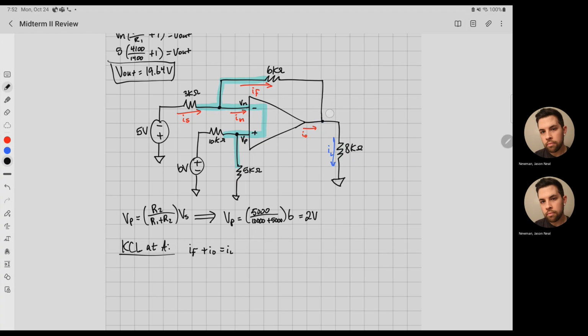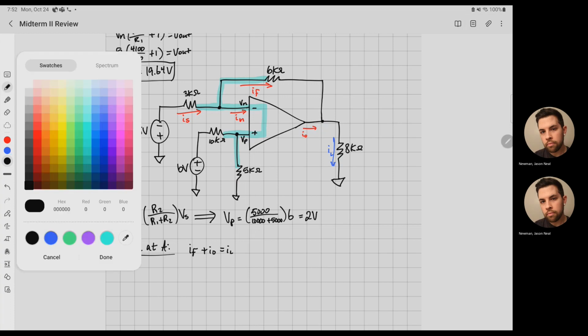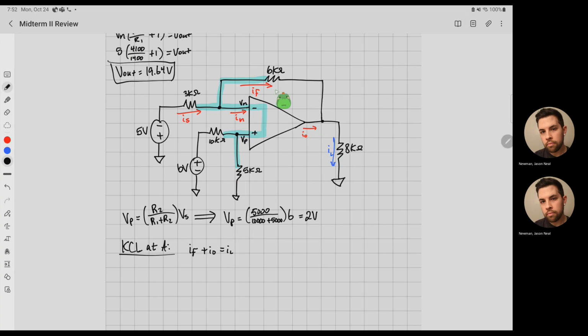Let's change this node to this one for now, because I don't know what these are going to be yet. I was just thinking about this. We're going to actually have to change it here first. So let's just redraw that. This is A now. So what do we have here for KCL at A?